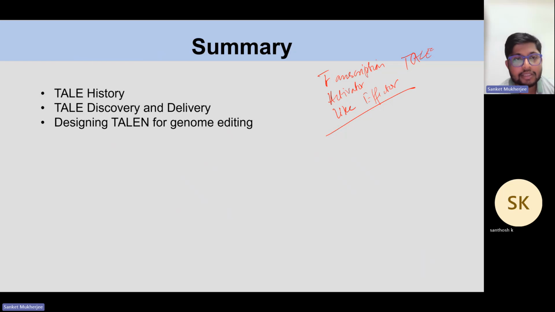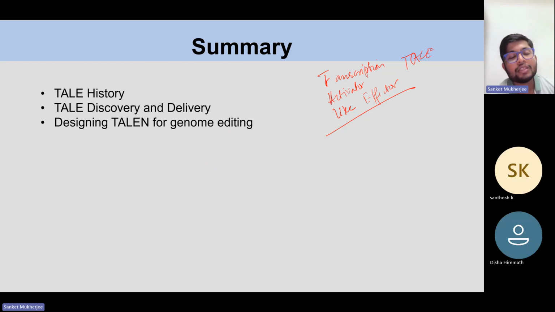Essentially, what is important to know is that, similar to zinc finger nucleases, which were also discovered from a transcription factor of Xenopus laevis, here also transcription is one of the factors involved. Processes like replication and transcription, most importantly, involve interaction with the DNA. Hence, these kinds of proteins would be important for gene editing as well.